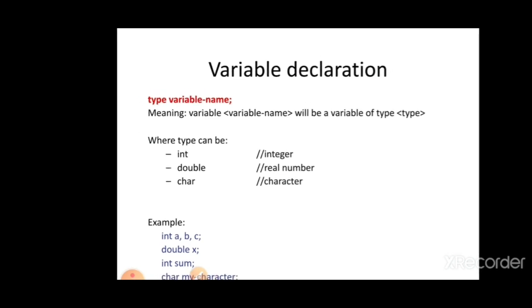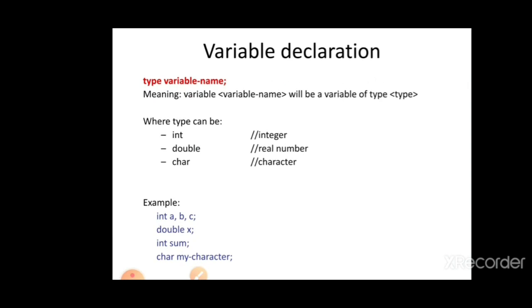So we can see the basic data types: integer, double, character, and we have more data types, long and float. I will explain the types of data types later. Just to understand what a variable is: the variable's value can be changed.